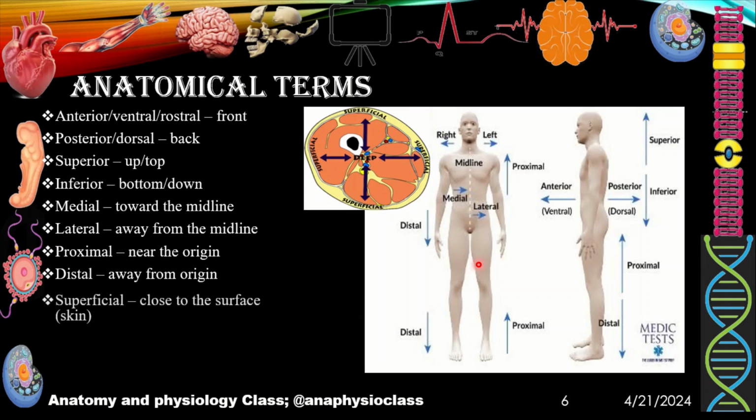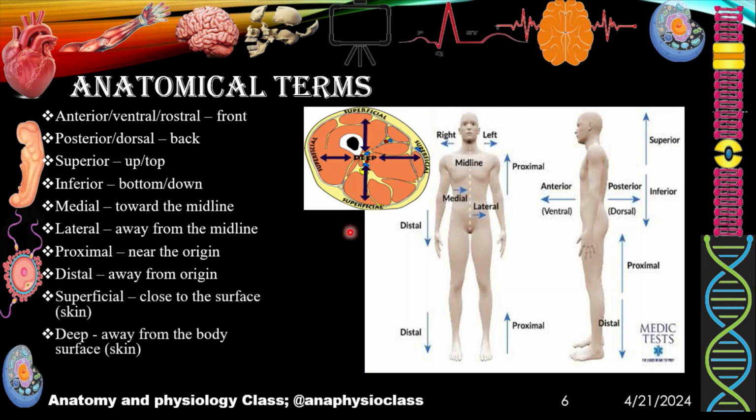Then superficial and deep. Superficial means close to the surface. The surface of the body is formed by the skin. So anything that is close to that surface, we say it is superficial, and any structure that is away from that surface, we say it is deep.